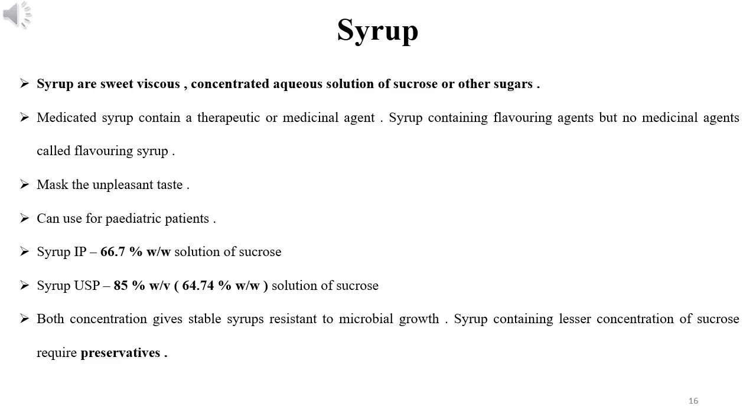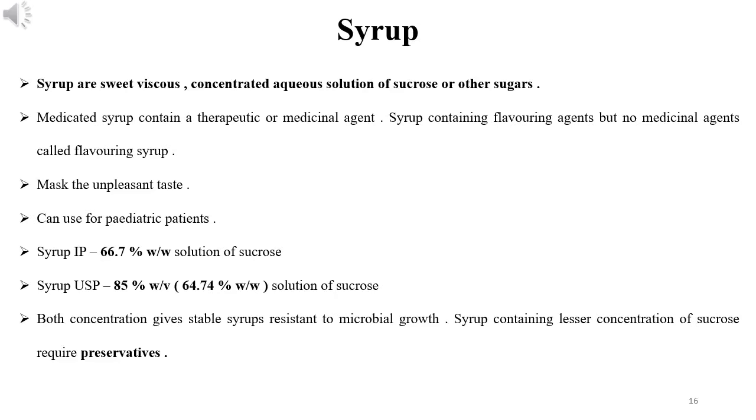This is a very simple topic, which is syrup. Syrup, as you can understand, is normally prepared at home and normally called sugar syrup. Syrups are sweet, viscous, concentrated aqueous solutions of sucrose or other sugar. Means it is a concentrated solution of sugar or other things like sucrose.